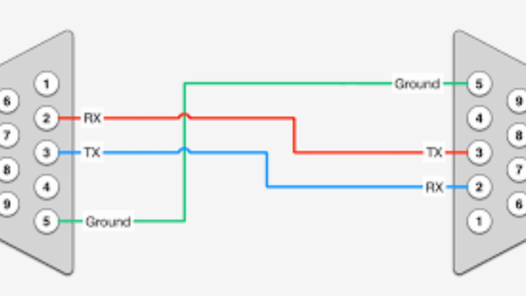Baud rate: the baud rate of RS-232 is the number of signal changes per second, typically ranging from 110 to 115,200 baud. Cable length: the maximum cable length for RS-232 is around 50 feet, although this can be extended using signal boosters or other devices.